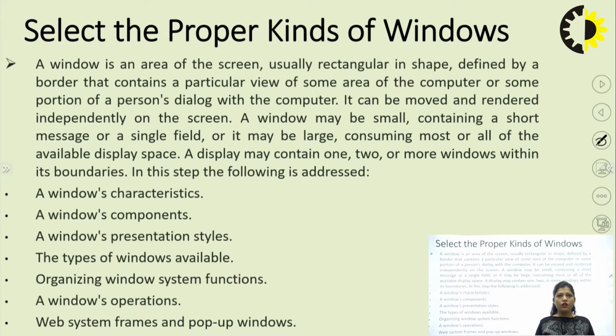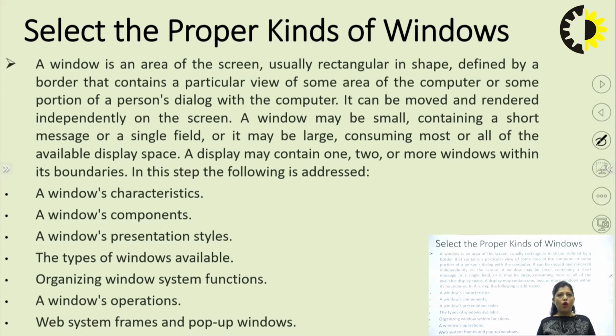So a window is usually rectangular in shape, and for example, you see that on the system there is a dialog box or message box. This box is also considered a window. It can be moved and rendered independently on the screen. When you are working on the computer, you can open multiple windows at a time. For example, the user can work simultaneously on two windows, and a window can be moved and rendered independently on the screen.